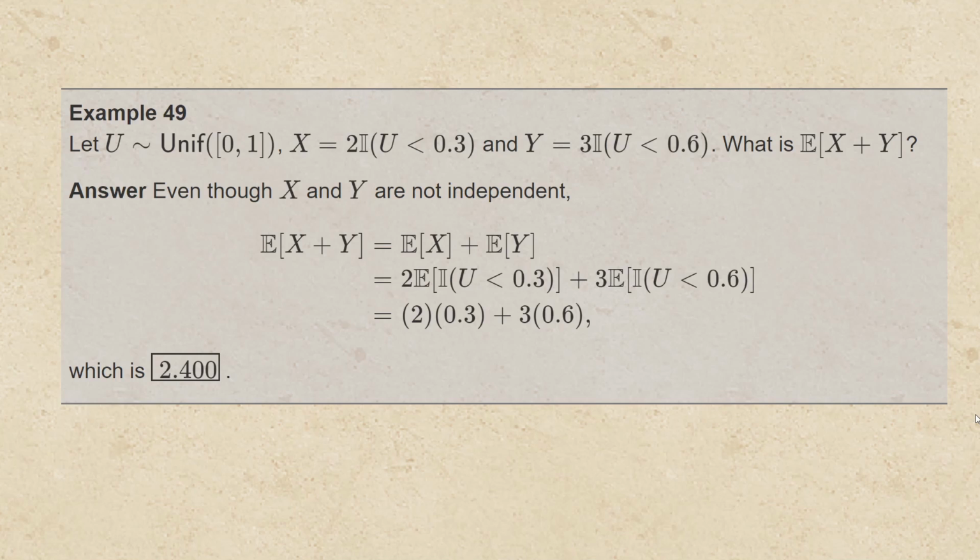Well, even though x and y are not independent, the mean of x plus y is the mean of x plus the mean of y, which is 2 times the mean of the indicator that u is less than 0.3, plus 3 times the mean of the indicator that u is less than 0.6. Now recall that the mean of the indicator of an event is just the probability that that event is true. The probability that a standard uniform is at most 0.3 is 0.3. The probability that a uniform is less than 0.6 is 0.6. And so we get 2 times 0.3 plus 3 times 0.6, which is 2.4.